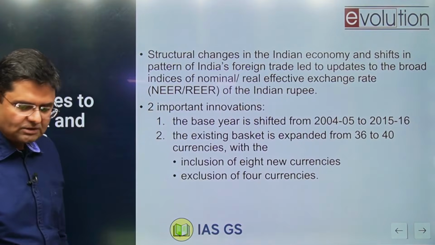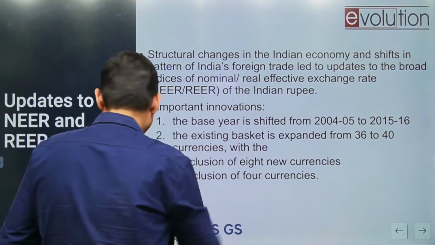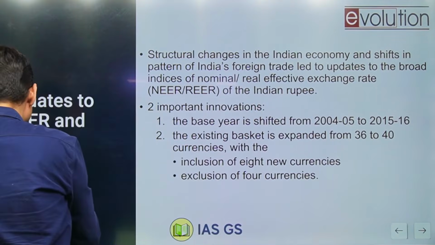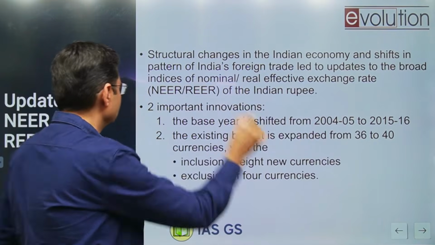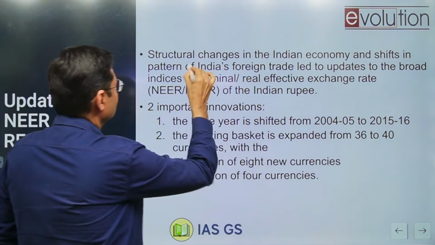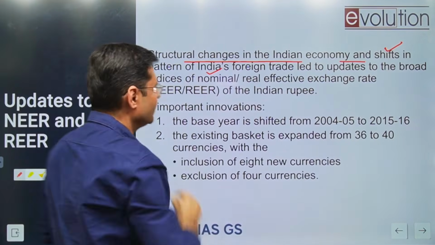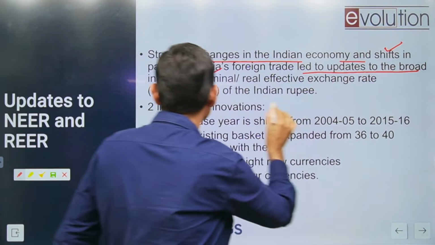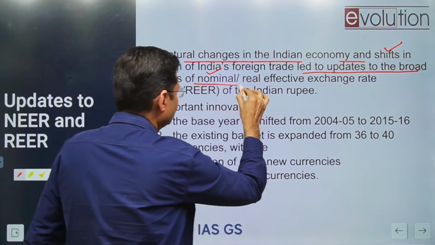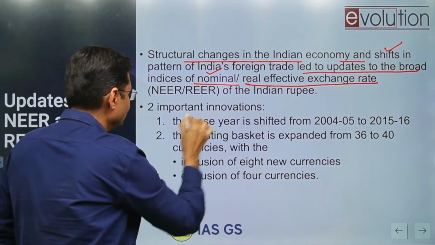The trigger was a revision in these two effective exchange rates by the RBI in early 2021. So, structural changes in the Indian economy and also shifts in the pattern of India's foreign trade led to updates to broad indices of nominal and real effective exchange rate. And there were two major changes.